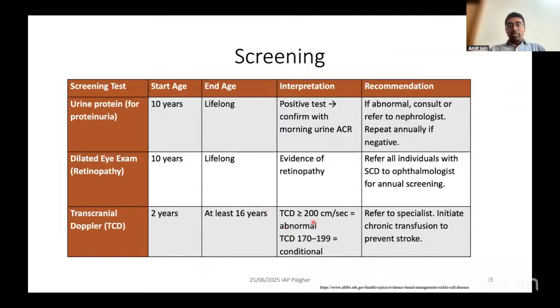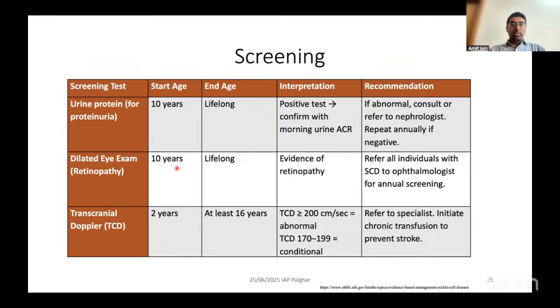If the velocities are more than 200, then it is abnormal, and we might have to shift the patient to a regular transfusion program or exchange transfusion program. If the TCD is between 170 and 190, we can try increasing the dose of hydroxyurea to see if it improves. If it is not improving, then they are also candidates for a transfusion program.